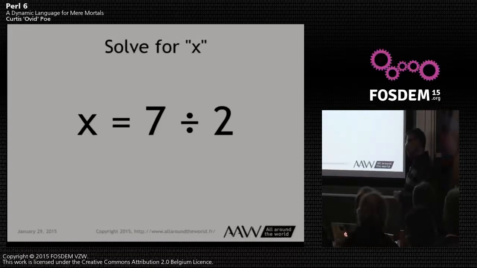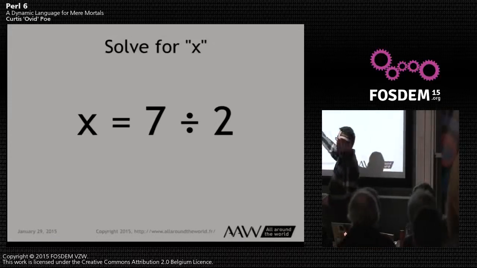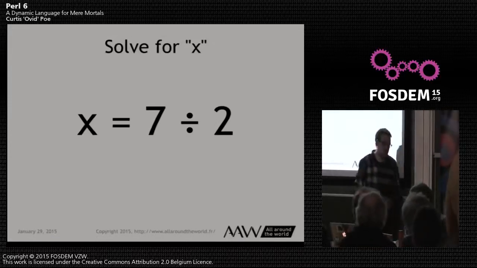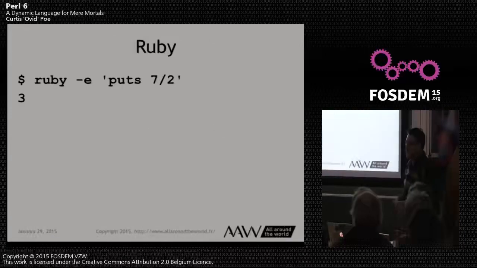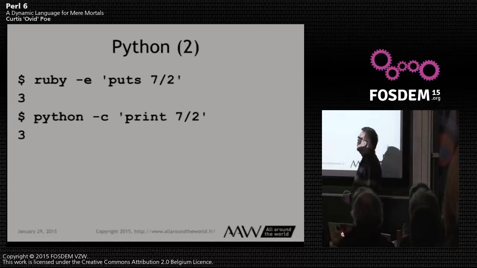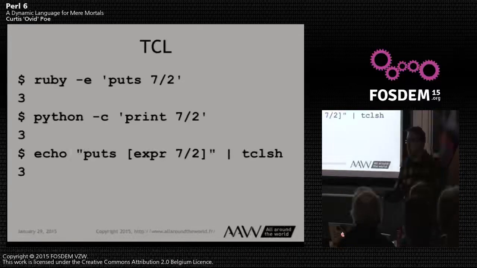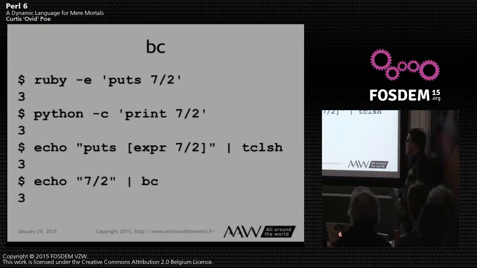Okay, since you folks are a little slow, x is 3.5. We know that. Ruby doesn't think so. Python 2 doesn't think so. Tcl doesn't think so. bc is a wonderful tool, an arbitrary precision calculator built into many systems, and it says 3.